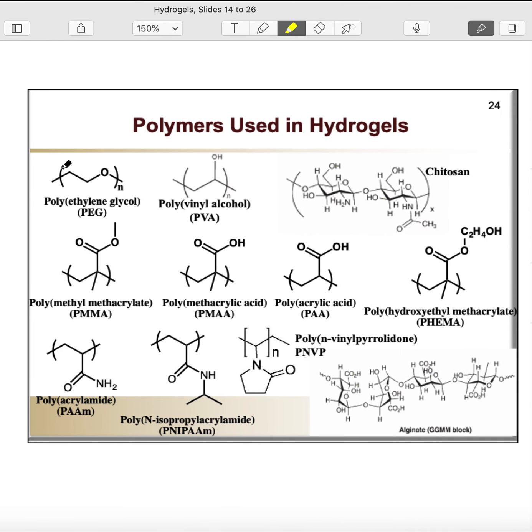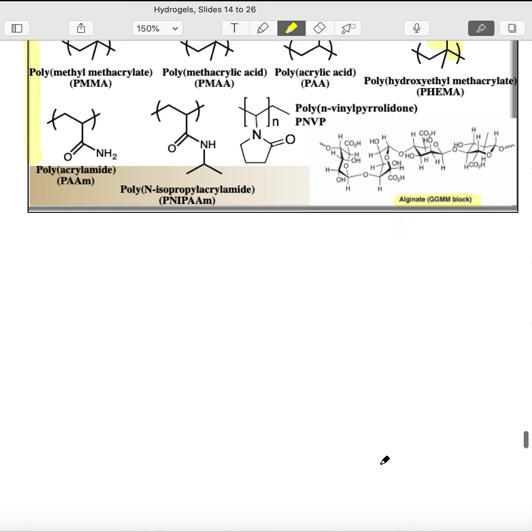So polyethylene glycol, of course, which I expect that you know by now, polyvinyl alcohol. We have polymethyl methacrylate, methacrylic acid, and acrylic acid, and hydroxyethyl methacrylate, acrylamide, and N-isopropyl acrylamide. All of these are polymerized by free radical polymerization. These ones right here. We also have poly-N-vinyl pyrrolidone. And then the two natural polymers that I have in this list are chitosan, which is a cationic polymer, and then alginate, which is the salt form of alginic acid, which I had listed on the previous page.